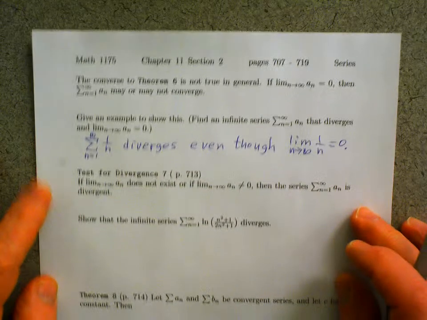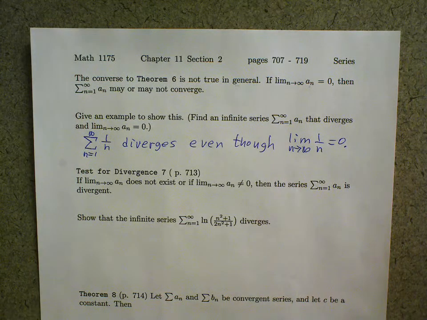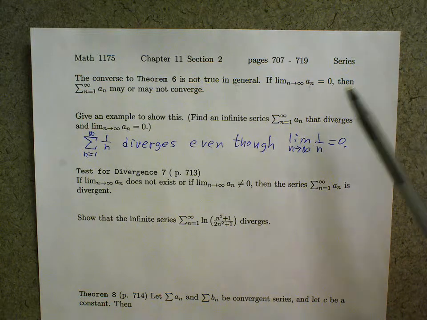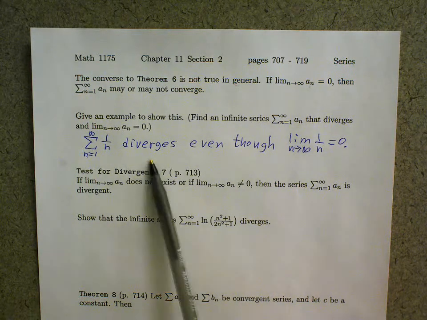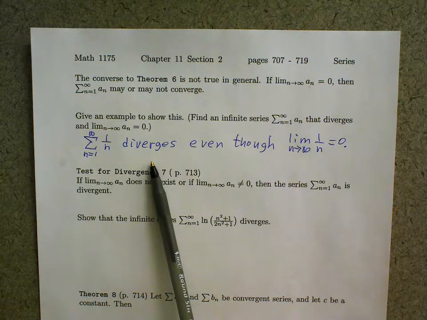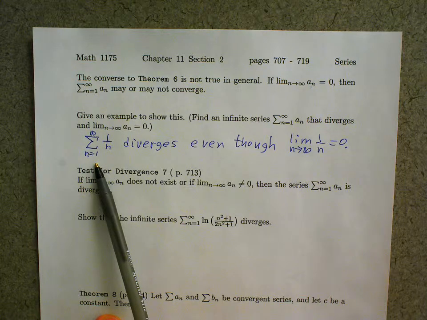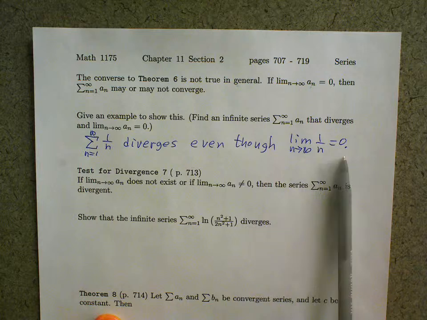Today we'll continue in section 11.2 on infinite series. So we were discussing Theorem 6. Theorem 6 says that if a series converges, then the limit of the a sub n sequence goes to 0. But the converse is not true in general. An example to show that the converse is not true is the harmonic series, the sum of the terms 1 over n as n goes from 1 to infinity, which diverges to infinity, even though the limit of 1 over n goes to 0 as n goes to infinity.